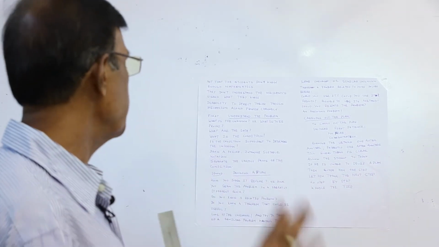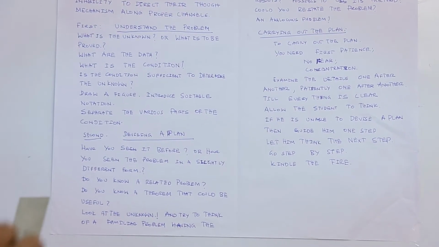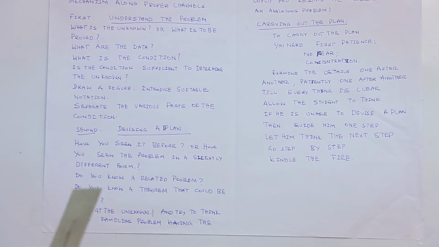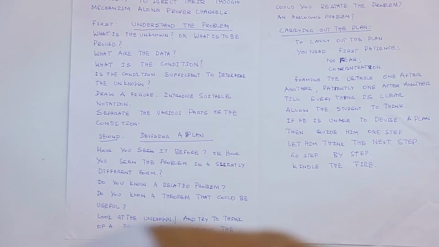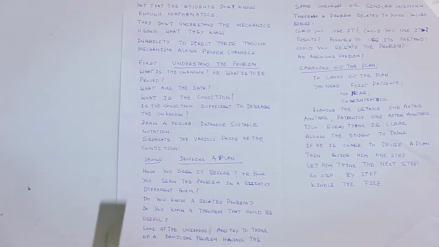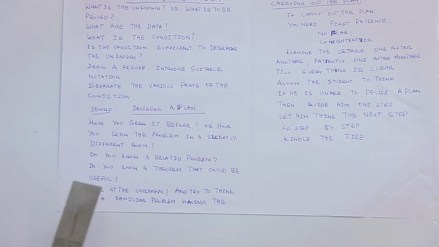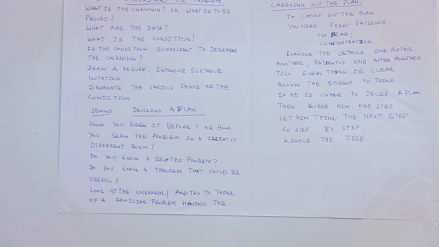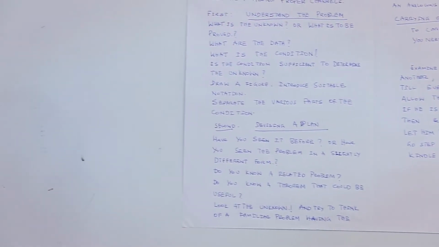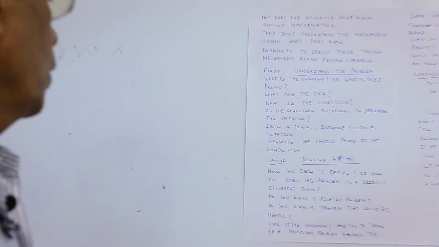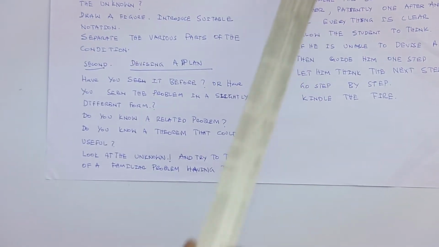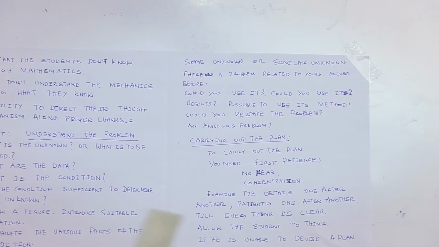Now second, devising a plan. Have you seen it before? Have you come across this type of problem before? Have you seen the problem in a slightly different form? I am planning to do one more problem for you. Do you know a related problem? Do you know a theorem that could be useful? Sometimes we have theorems that can be implemented here. Look at the unknown and try to think of a familiar problem having the same or a similar unknown.